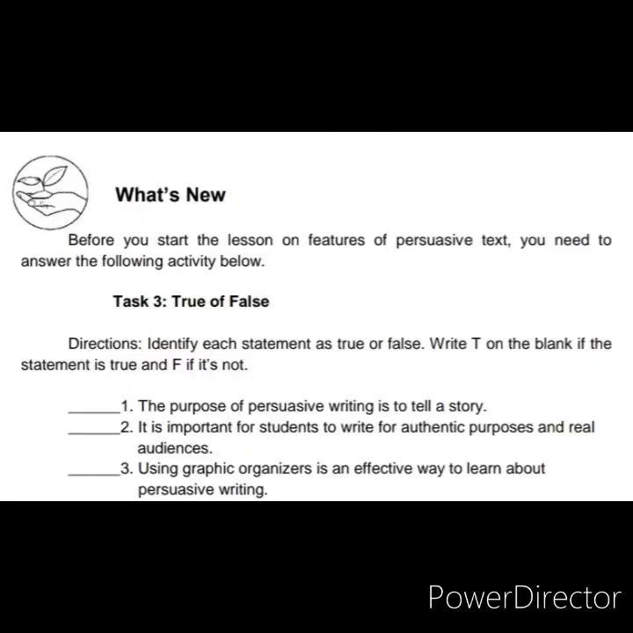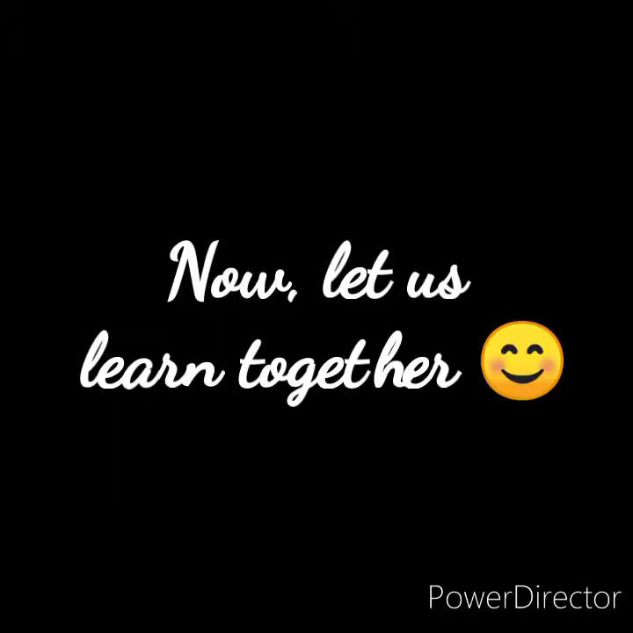Let us try to answer the activity that you have accomplished. Number 1. The purpose of persuasive writing is to tell a story. Answer is F. Number 2. It is important for audience or students to write for authentic purposes and real audiences. Answer T. Number 3. Using graphic organizers.